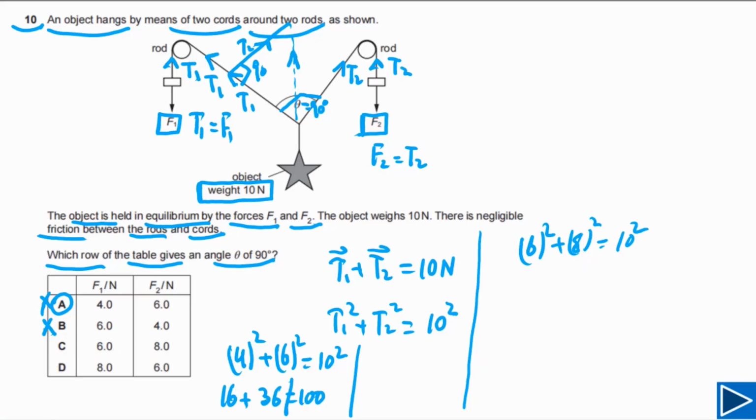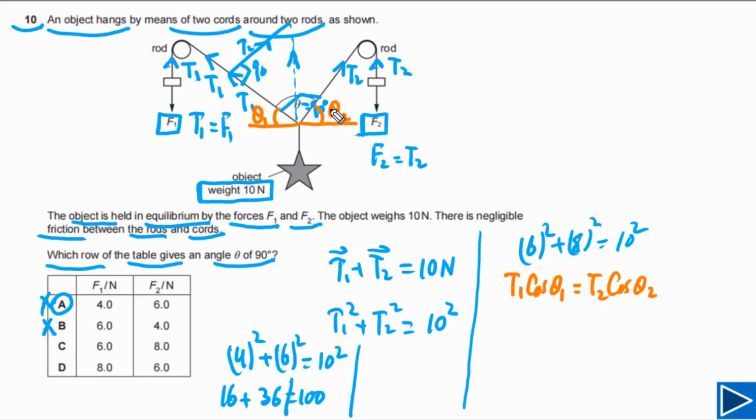Now let's try to find out which one is the right answer, C or D. For that purpose, we need to look at the horizontal components of T1 and T2. Let's say this angle is theta 2 and the angle of T1 with the horizontal is theta 1. In this case, as this object is in equilibrium, it is not moving along horizontal, it is not moving along vertical. So T1 cosine of theta 1 has to be equal to T2 cosine of theta 2.